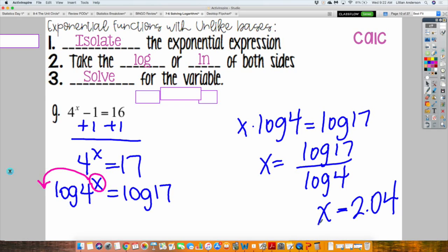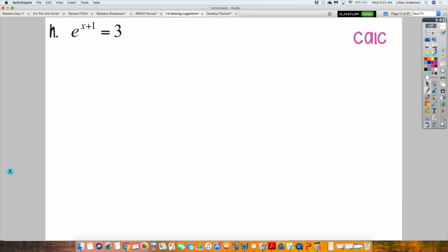No need to check here because the value we get is going to work. So just to repeat, when you type it into these good old TI-30XAs, you've got to do 17 log divided by 4 log, enter. If you're lucky like these two, you just type it in normally.